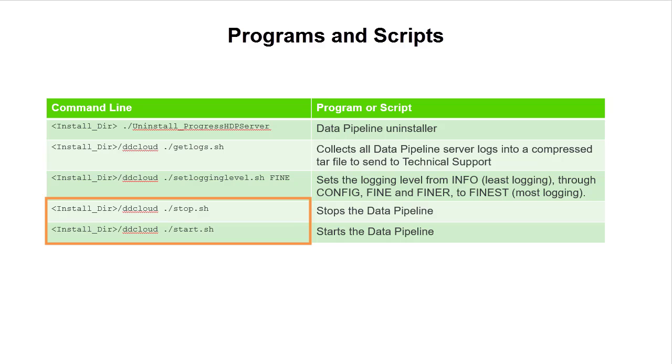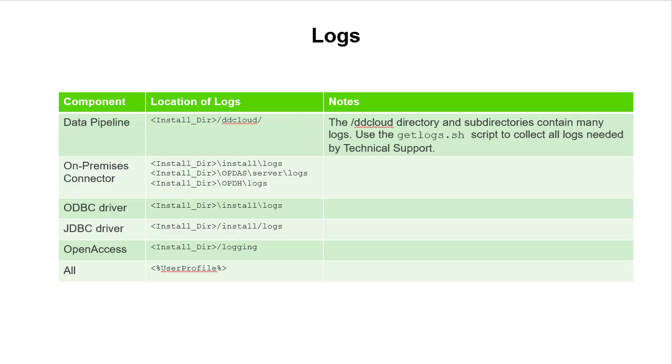Ordinarily, you only need to use the stop and start scripts for server maintenance or at the direction of technical support. The stop script may take up to a minute to complete, so be sure to wait for the shutdown complete message to appear. This table shows the location of the logs for the data pipeline components. If you contact technical support for help, we may ask you to submit logs as well as the steps you took so we can reproduce and investigate the issue.